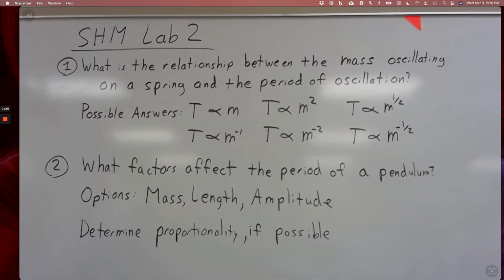So, first lab, what is the relationship between the mass oscillating on a spring and the period of oscillation? Said another way, your task is to determine the proportionality between the period of oscillation of a spring and the mass that is used to oscillate it. For this lab, your spring has to be oriented vertically because none of us are in possession of perfectly frictionless surfaces that things can slide on. So having it just hang from something is ideal.